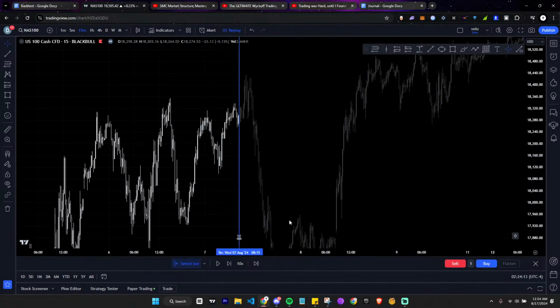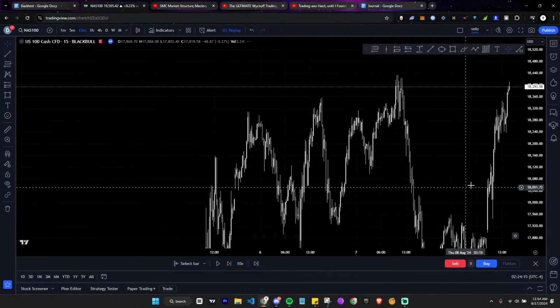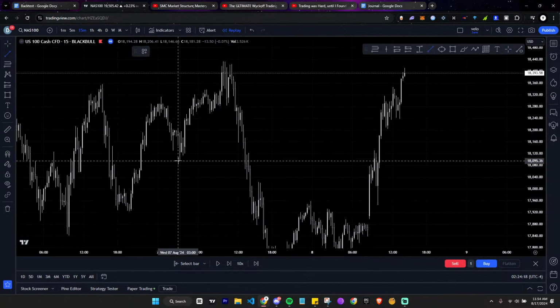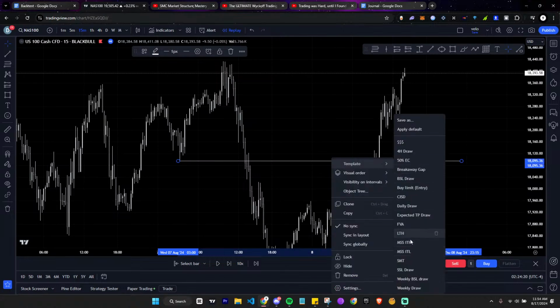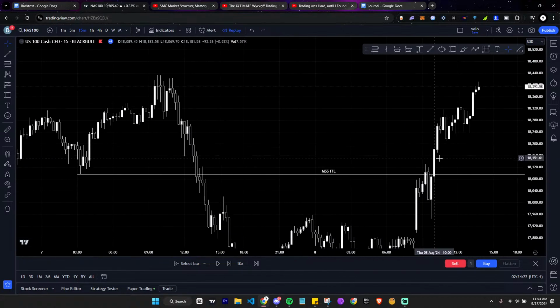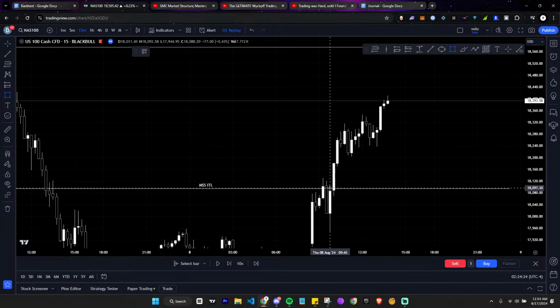Alrighty, so let's go over here. Let's see if we can backtest this. So we see this market structure shift in short-term low over here. So this is basically the fair value gap that forms above.